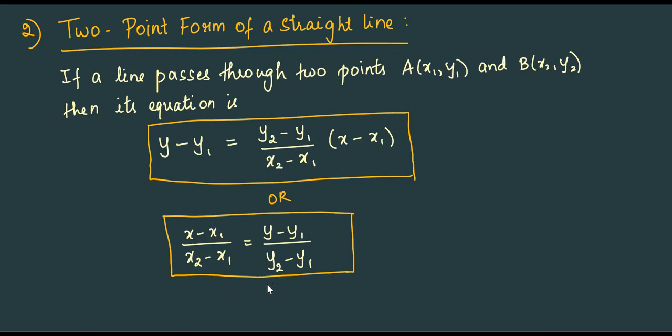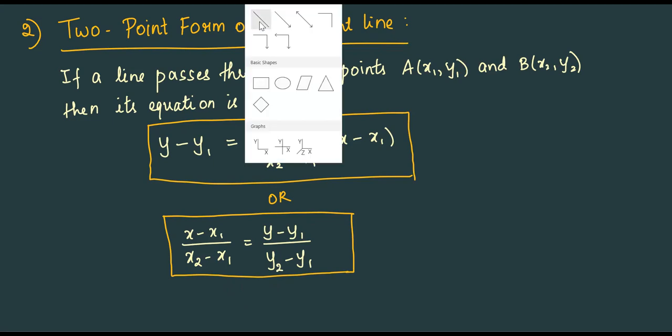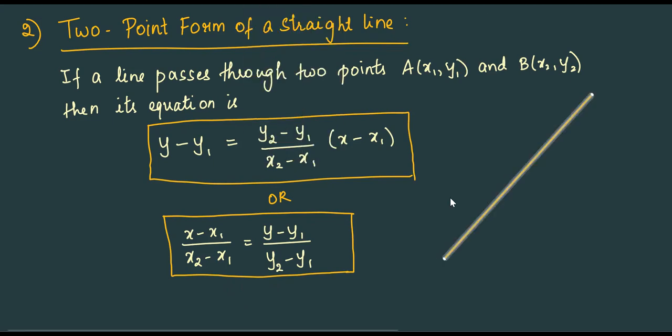Okay. So how do you get this? We now know the equation of a line passing through 2 points. This is a line. There are 2 fixed points through which it passes, A (x1, y1) and B (x2, y2), and a variable point P (x, y).